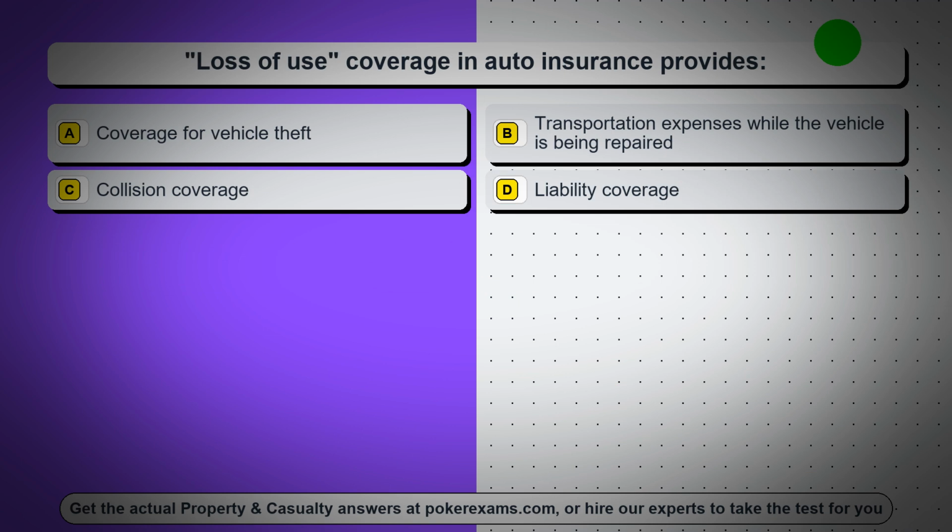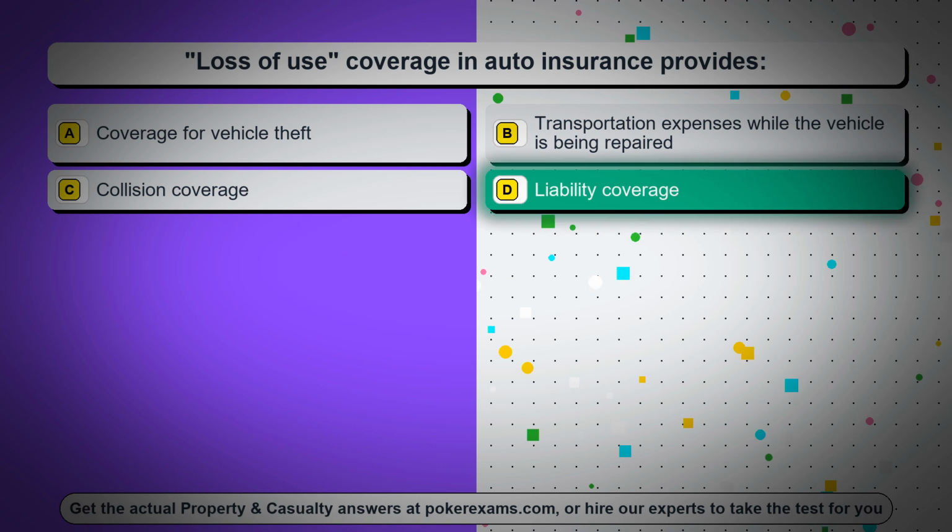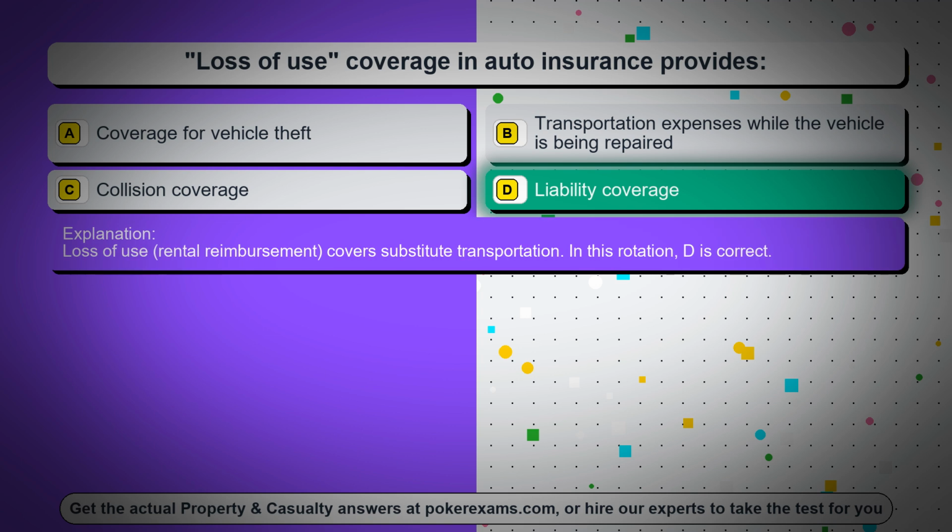Question 48. Loss of use coverage in auto insurance provides. Option A, coverage for vehicle theft. Option B, transportation expenses while the vehicle is being repaired. Option C, collision coverage. Option D, liability coverage. The correct answer is option D, liability coverage. Loss of use, rental reimbursement, covers substitute transportation. In this rotation, D is correct.